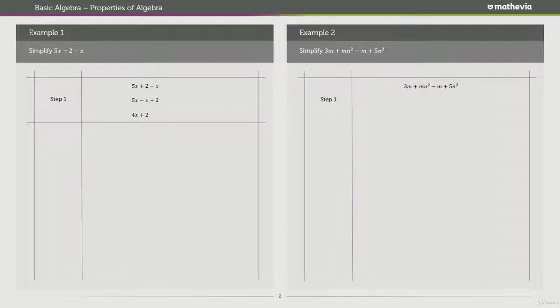We actually have just one pair of like terms here, 3m and minus m, and we're just going to bring those closer together. So we bring minus m over to the left, and we have 3m minus m plus mn squared plus 5n squared. And what we have is 2m plus mn squared plus 5n squared, and that is our answer. Okay, let's move on.